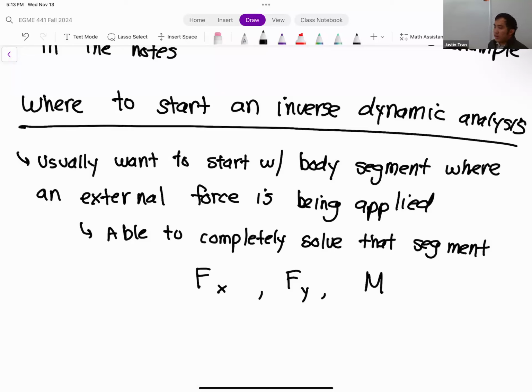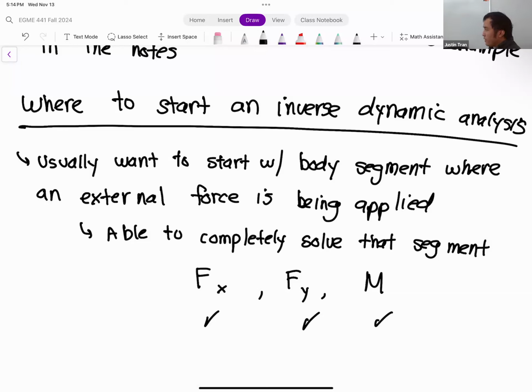And because you have that input of the external force, you'll be able to get explicit expressions for Fx, Fy, and M. Okay. Now, can you start from the other end and work your way back? Yes, because technically speaking, the equations are not going to change. But if you want to solve your system sequentially, usually it's best to start wherever the external force is being applied. That way, once you finish with that segment, you'll have explicit expressions for Fx, Fy, and M at that joint. And so when you go to your next body segment, these now become the inputs that you can plug into that equation, and then you can solve for Fx, Fy, and M at the next joint, okay?